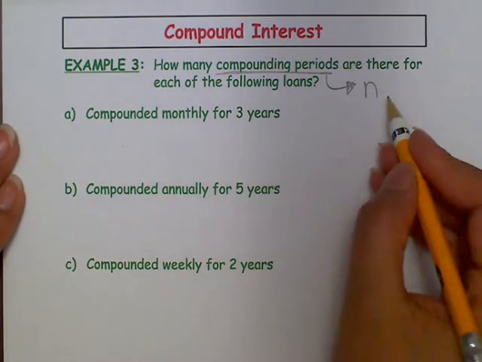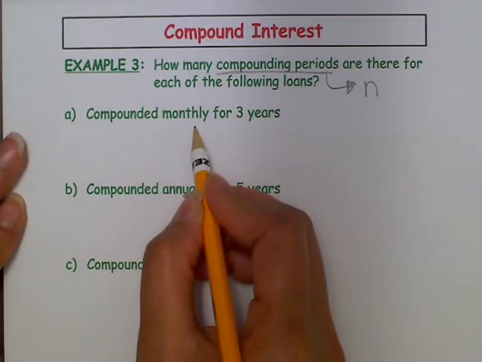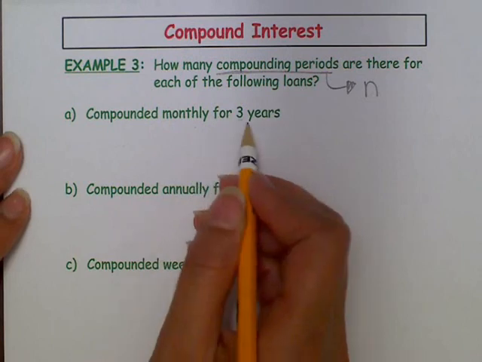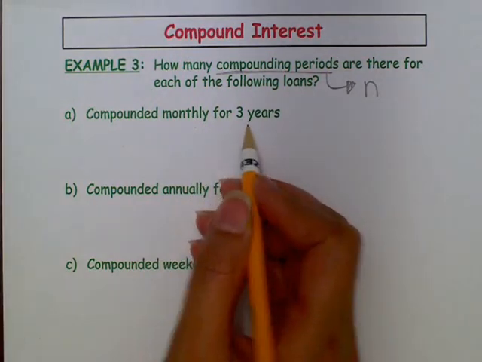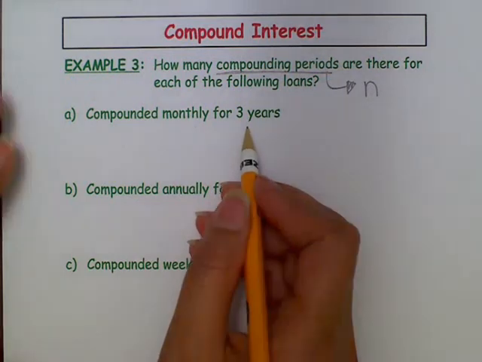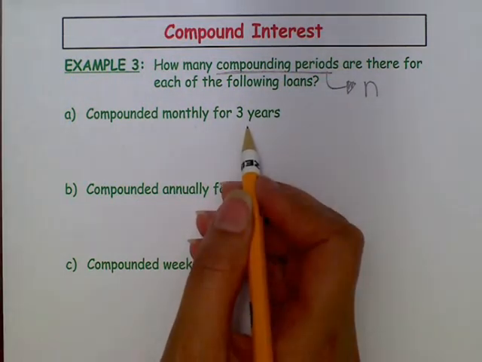How many compounding periods are there for each of the following? If you're compounding monthly, you're getting interest 12 times a year. If you're investing for 3 years, that means 12 times in the first year, 12 times in the second year, 12 times in the third year, and that gives you a total of 36. So that's one way to think about it.